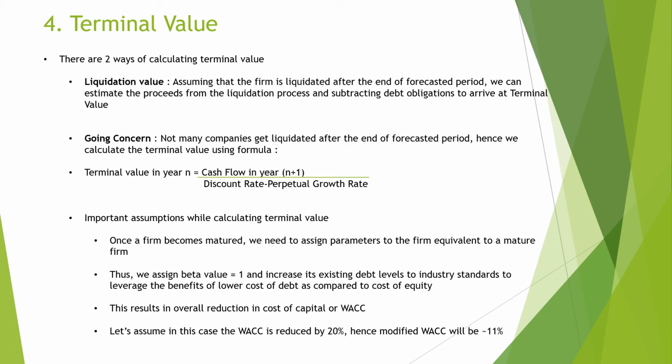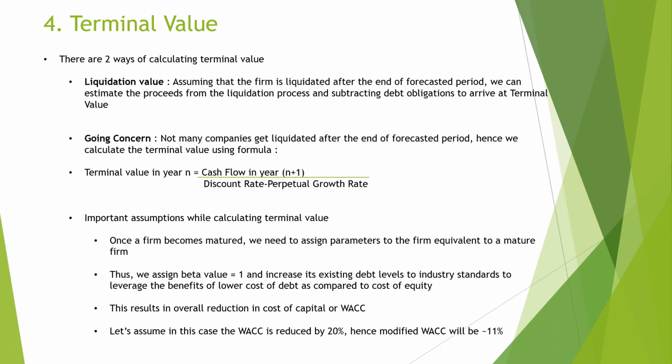Terminal value is the cash flow in year n plus 1 divided by the discount rate minus the perpetual growth rate. So this is basically the formula that we use when we try to do a discounted cash flow method. This is how we usually arrive at the terminal value in year n.